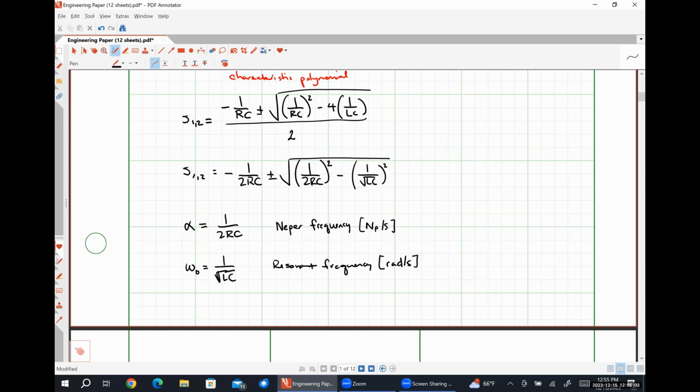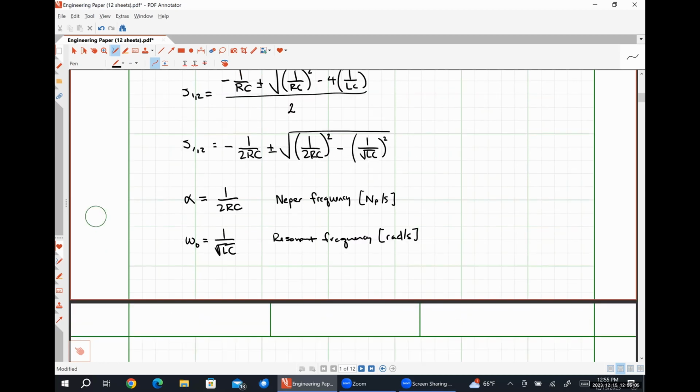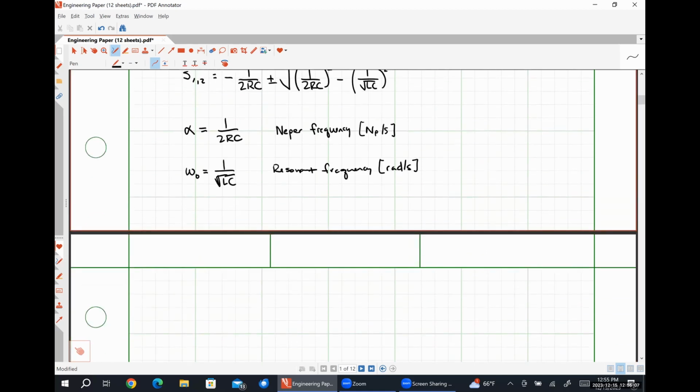All right, so in terms of our Neper frequency and our resonant frequency, we can then define S1 and S2. So we could say that S1 is going to be negative alpha plus the square root of alpha squared minus omega naught squared.